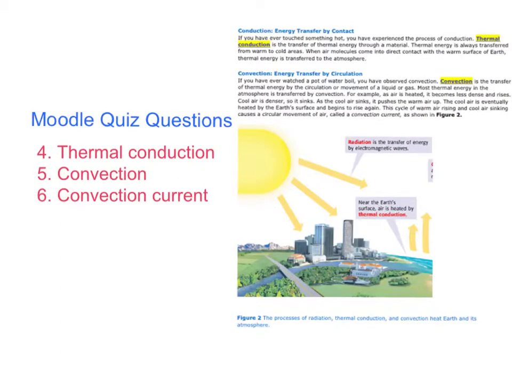On this page, you'll answer 3 more Moodle quiz questions. The questions that correspond to this textbook page are questions 4, 5, and 6. Question 4 is about thermal conduction, question 5 about convection, and question 6 asks you about convection current. Answer these questions to the best of your ability and pause the video until you have completed questions 4, 5, and 6.